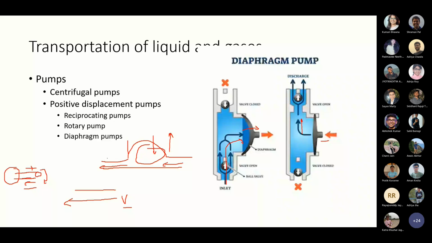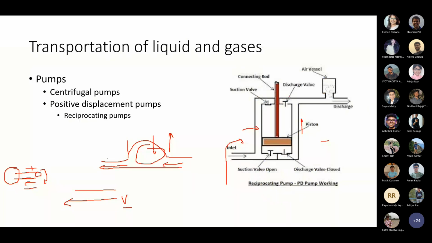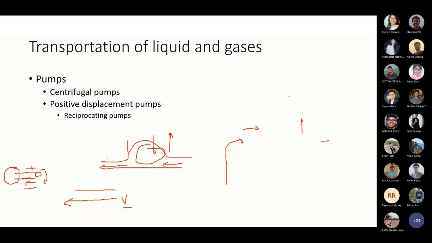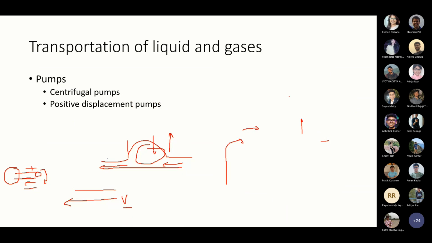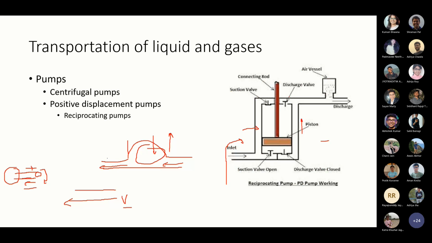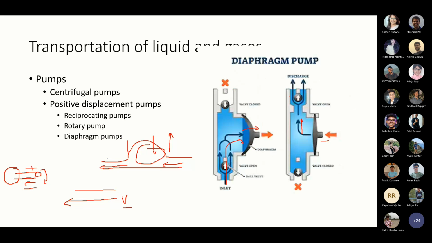Now, if you see, all other pumps have rotating moving parts. All other pumps have moving parts, whether it is a centrifugal pump with moving metal parts, a rotary pump with moving metal parts, or a gear pump with moving metal parts. But only in the diaphragm pump, there are no moving metal parts.